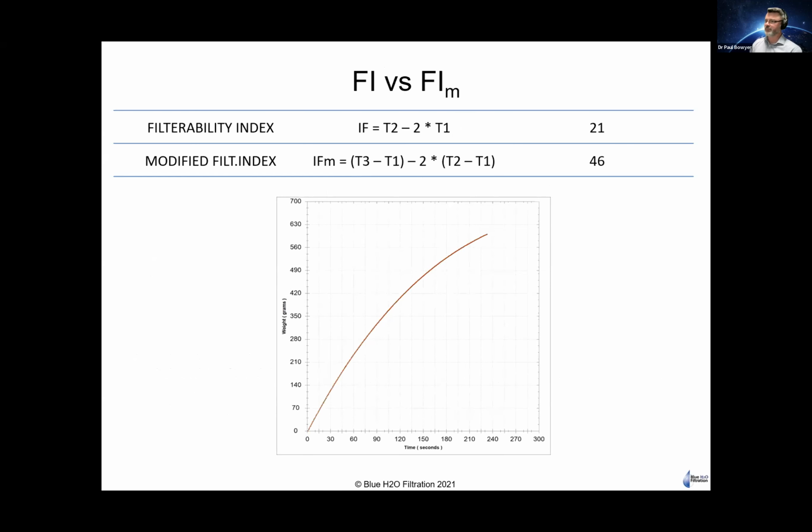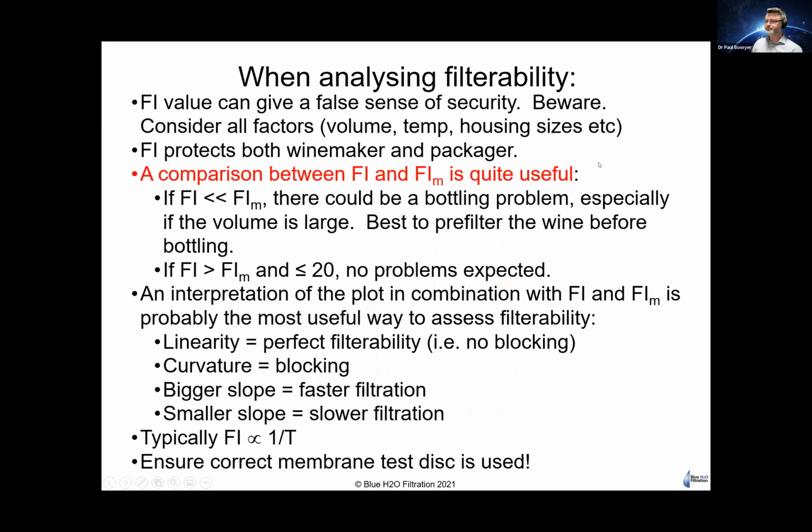So to give you an example of what you might see between standard and modified indexes, in this case, the standard index is 21, which is pretty much a pass or just on the borderline, but the modified is actually 46. And you can see the curvature in the latter part of that test between 400 and 600 grams or mils in this case, which indicates that the membrane is starting to load up and the flux is slowing down. So this wine, although it looks to be close to a pass if you just look at standard filter index, the modified tells you it could actually be a problem.